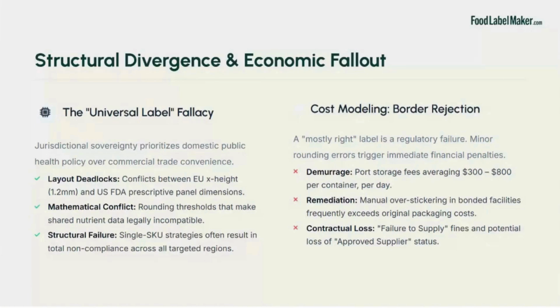And of course, beyond the direct costs, the brand damage is permanent. So missing a retail delivery window often leads to significant failure to supply fines and the loss of your approved supplier status. And that is our core focus today. We are going to break down the 6 divergent systems and analyze the specific points where these frameworks clash and how to structure your labeling data for 2026 compliance.